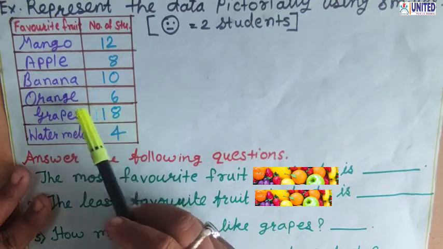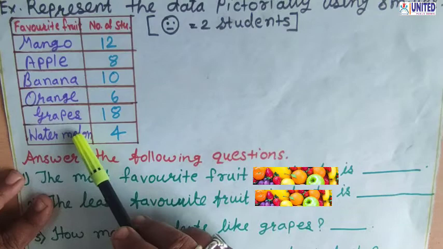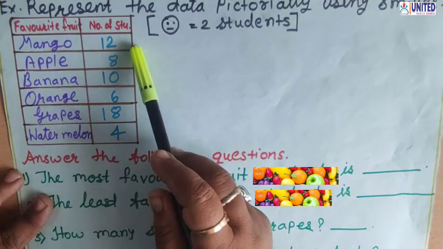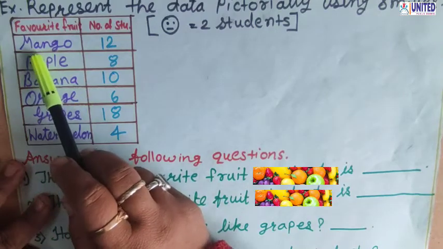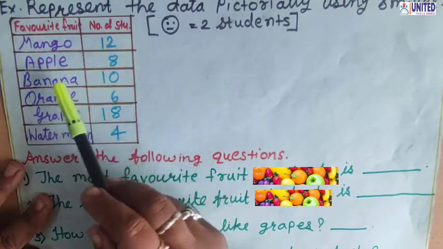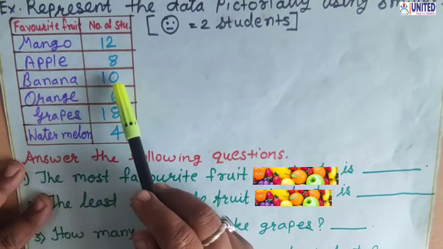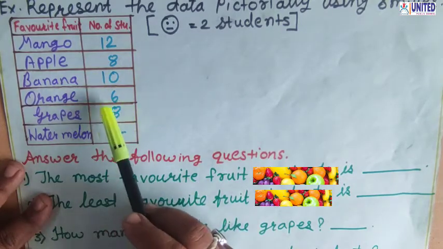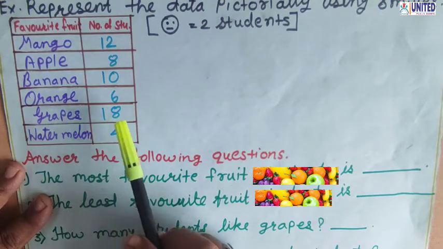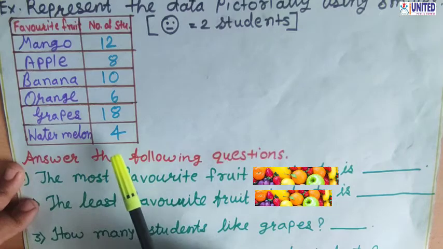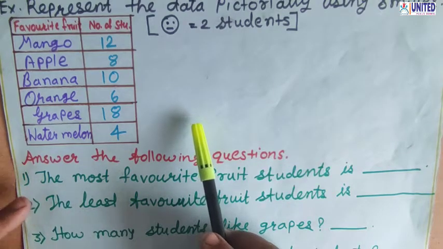Let's see what is given in that chart. Favorite fruit, that means names of the fruits are given here, and number of students, the number of students who like that fruit. Mango is liked by 12 students. Apple is liked by 8 students. Banana is liked by 10 students. 6 students like orange. 18 students like grapes. And 4 students like watermelon. So let us see how we can draw the pictograph.